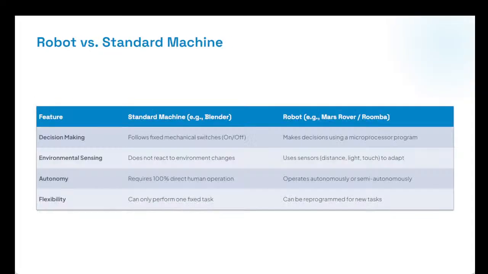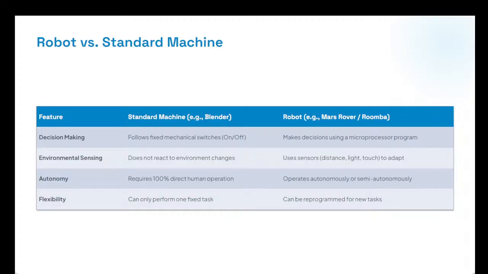Robot versus standard machine. Features. Decision making: a standard machine follows fixed mechanical switches on and off, and then a robot makes decisions with a microprocessor program. So, a standard machine like a blender follows fixed mechanical switches, while a robot makes decisions with a program. Then environmental sensing: a standard machine does not react to environmental changes. A robot uses sensors, distance, light, touch to adapt. Adapt meaning that it is able to live and be near in its surrounding environment.